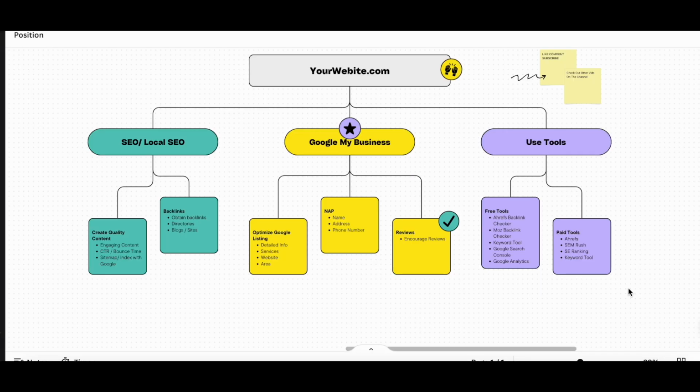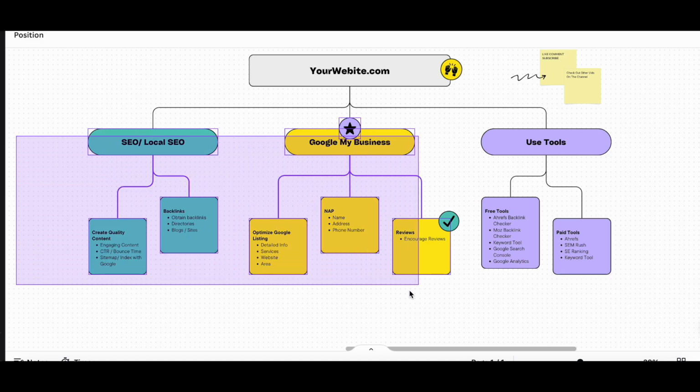All right, guys. So there you have it. Those were the tools we're going to be using. So now that we've gotten that out of the way, it's time to actually get started on these two: SEO and local SEO and Google My Business. So without wasting time, come on, let's get to it. Let's go.